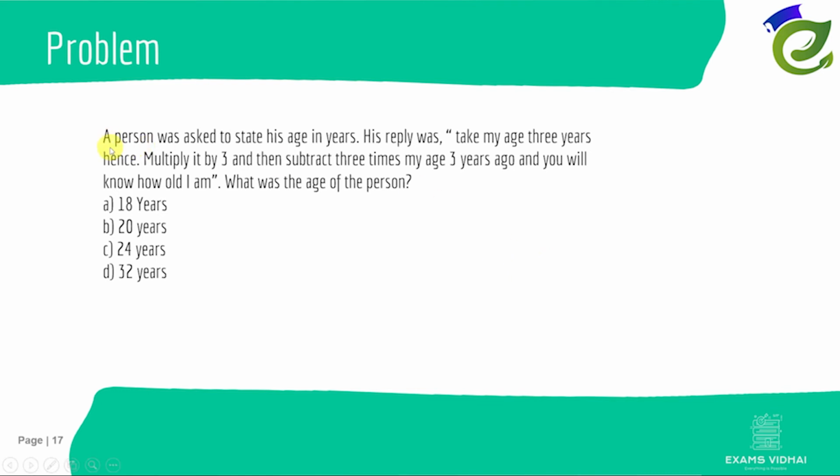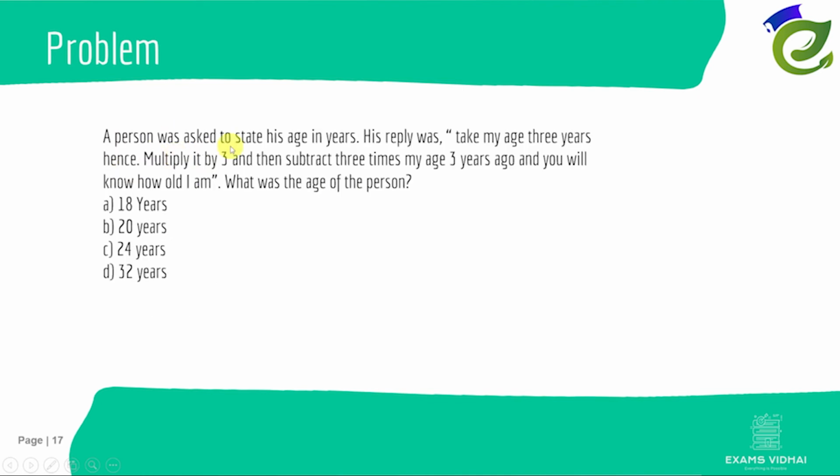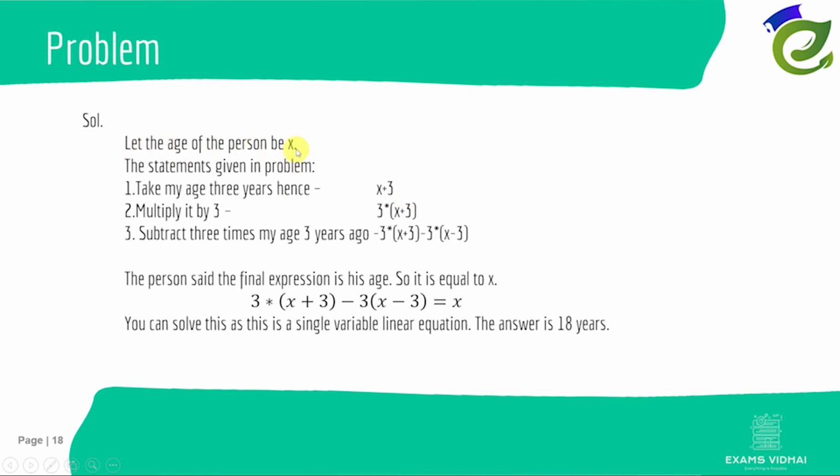Okay, so you can see the problem: a person was asked to state his age in years. His reply was, take my age three years hence, multiply it by three, and then subtract three times my age three years ago, and you'll get how old I am. What is the age of the person? So what is unknown here? The only unknown here is the age of the person. So I'm going to consider the age of the person as x.